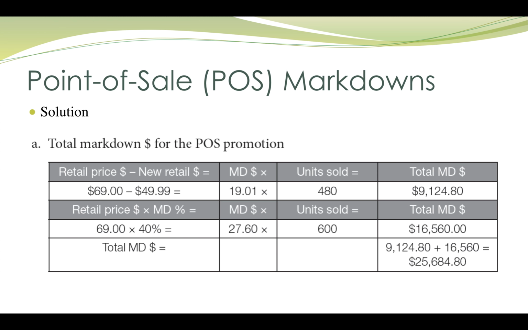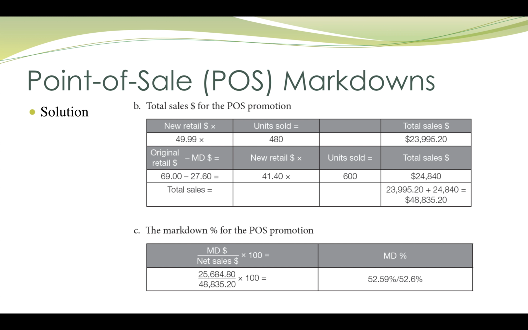So here we looked for the total markdown in A. In B, we looked for the total sales. So we needed those two figures in order to calculate C, the markdown percentage for the point of sale promotion.